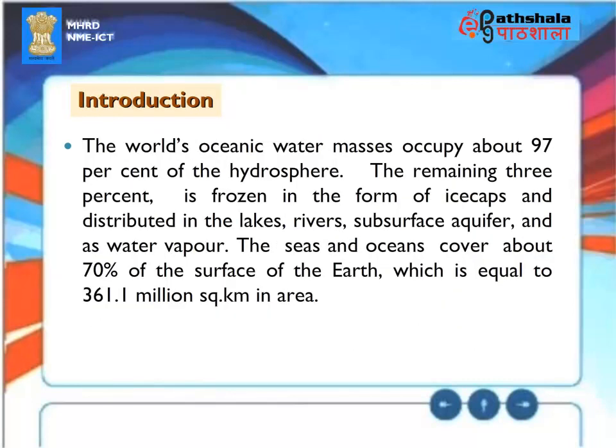Introduction. The world's oceanic water masses occupy about 97% of the hydrosphere. The remaining 3% is frozen in the form of ice caps and distributed in the lakes, rivers, subsurface aquifers, and as water vapor. The seas and oceans cover about 70% of the surface of the Earth, which is equal to 361.1 million square kilometers in area.